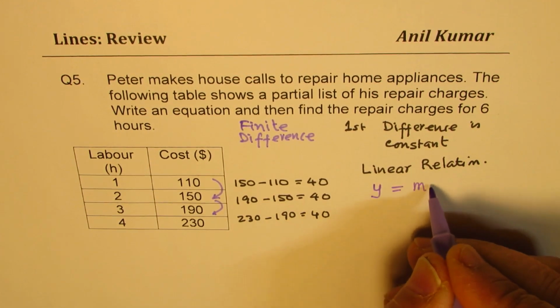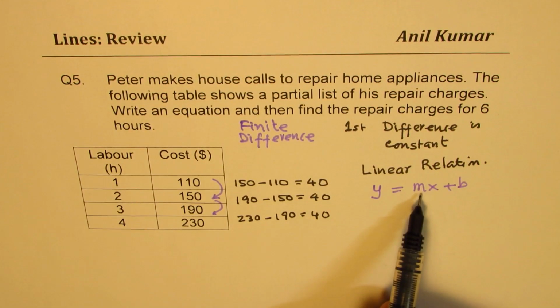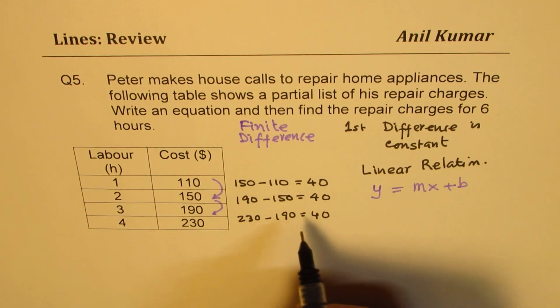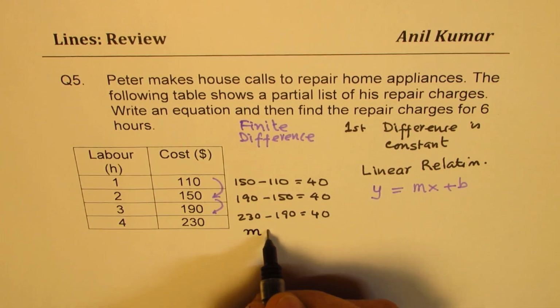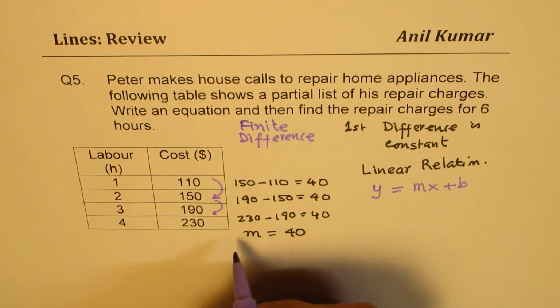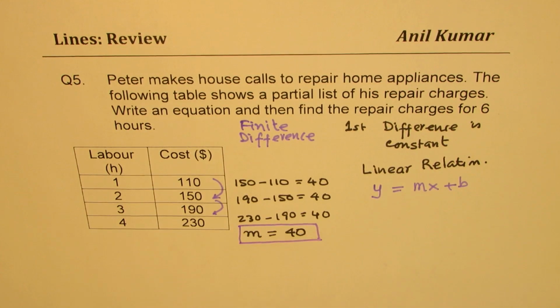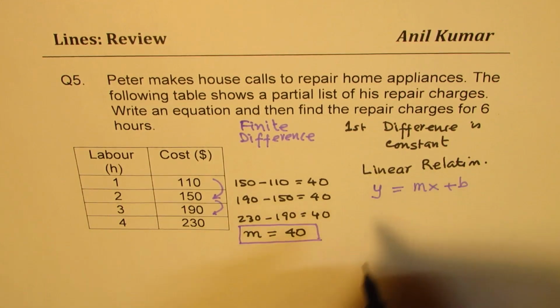Let it be y equals mx plus b. Now for every hour, it is increasing by 40. So in this case, clearly, we have m equals 40. Correct? Since m is 40, I can substitute this value right there and find b. This is what I could do.